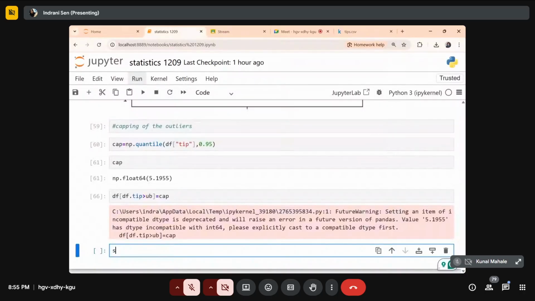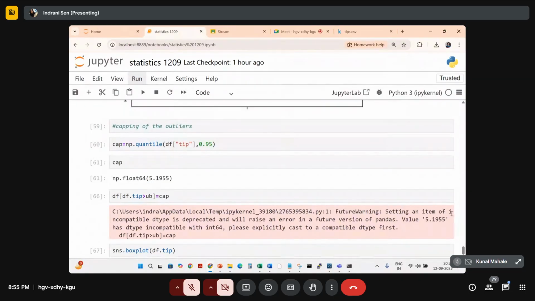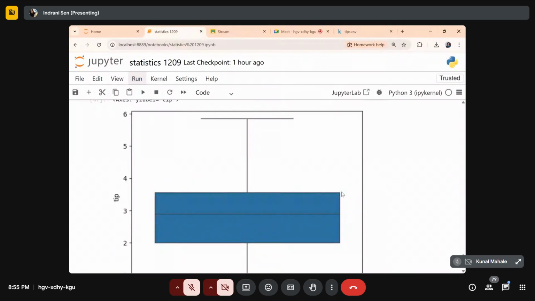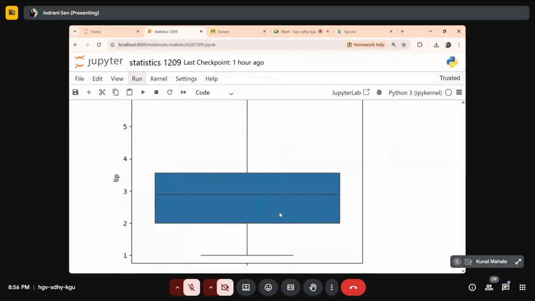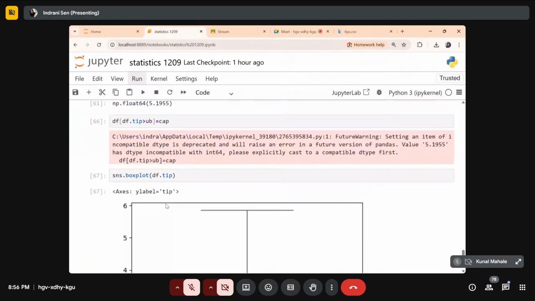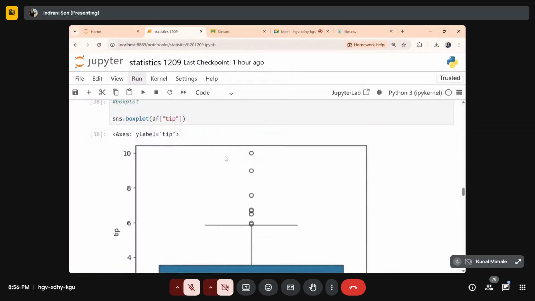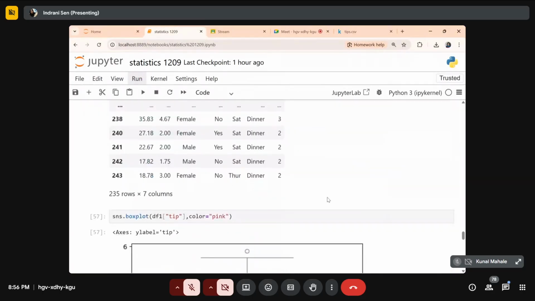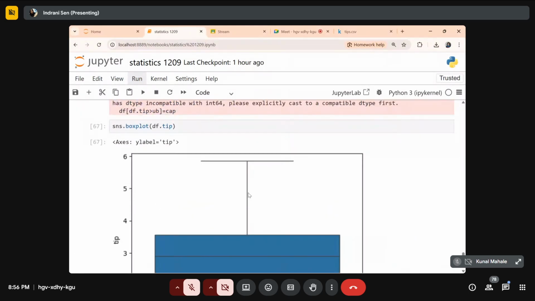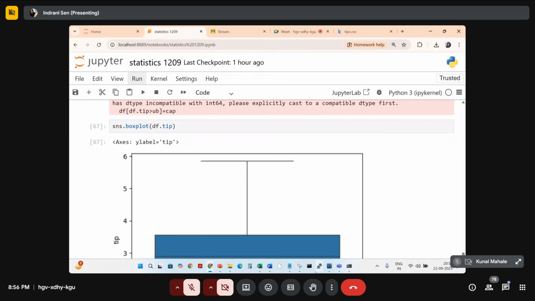sns. See, it's clear of the outliers. There are no outliers at all. You check this and you check this. This was the outliers which was there. And now there are almost no outliers. Okay. So this is the handling of outliers.